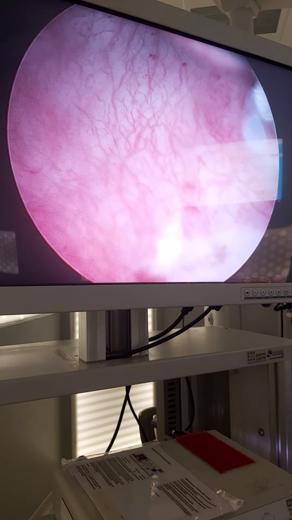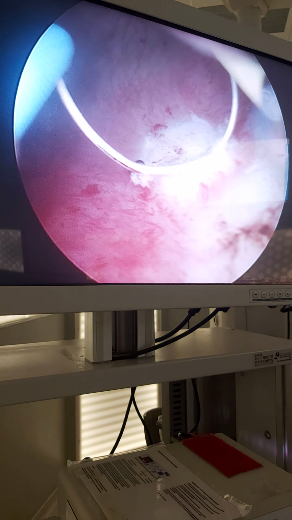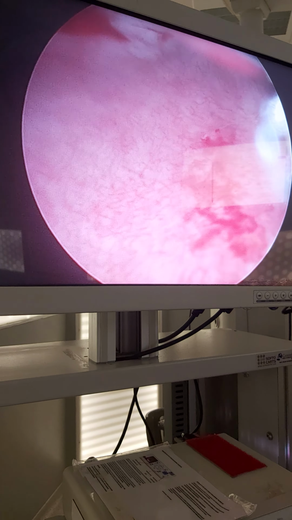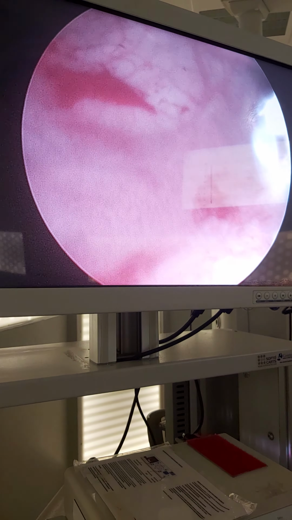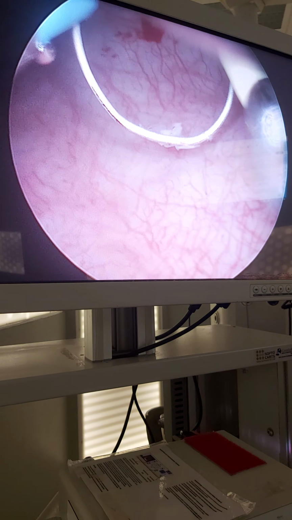Sometimes I do deeper, sometimes more superficial. It's all related to appearance and my experience. All these parts need to be fulgurated. This may be the border. Here is the trigone. This is the border.